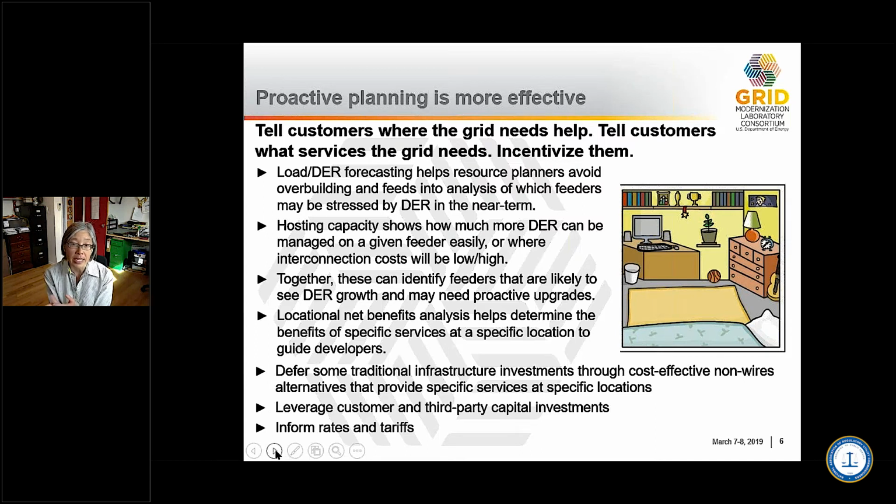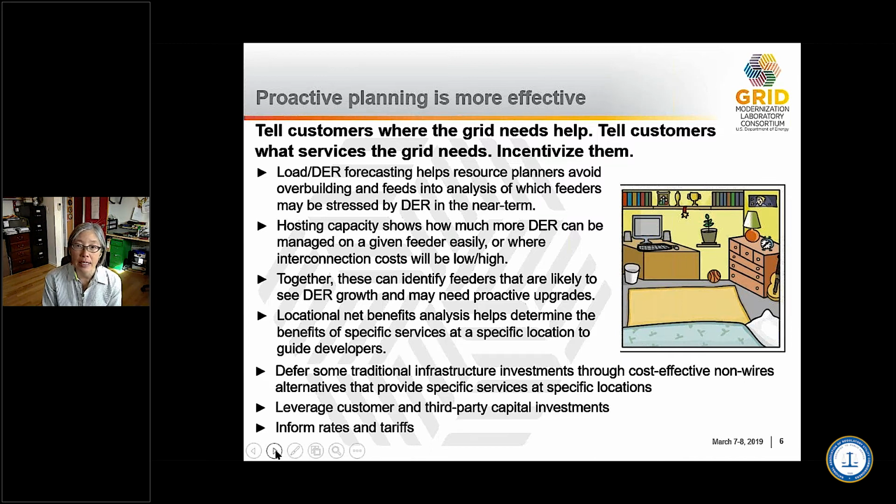And then locational net benefit analysis can inform, on the one hand, where you might get a bigger bang for the buck in terms of a non-wires alternative that could offset a traditional upgrade. And then on the other hand, it could be used to help inform compensation or inform programs or incentives that you might want for different types of DER.